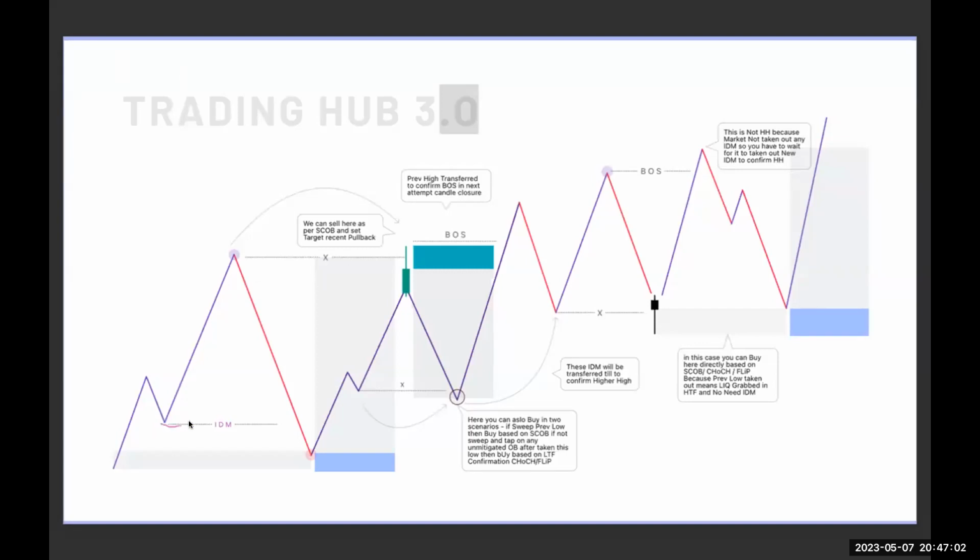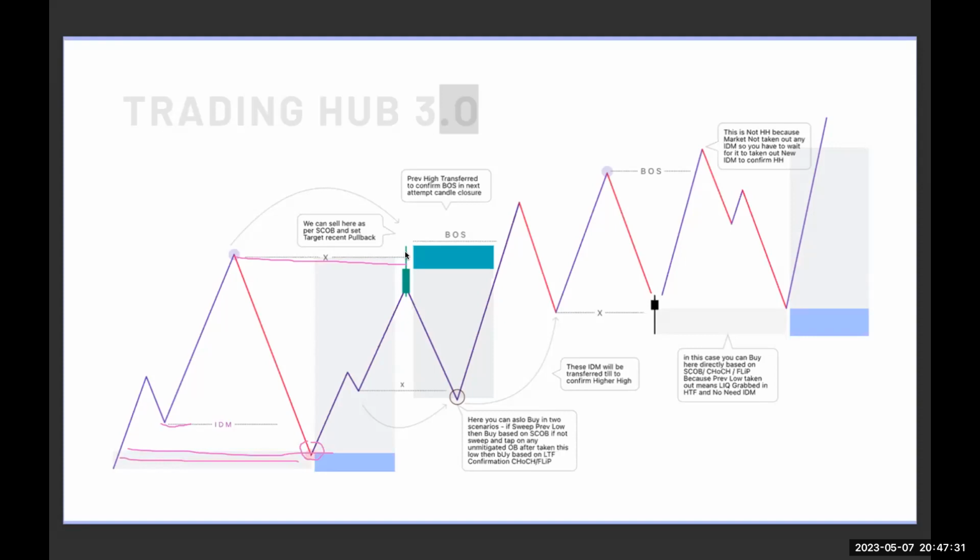In this case, it takes out the inducement and mitigates your order block. You can buy here based on CHoCH and flip, also single candle order block, but price must tap on the PD array here. Simple, right? But in this situation, sometimes the market is bullish and the market sweeps the previous high. And then in that case, how can you deal? Simply you can sell here, but for the short term.